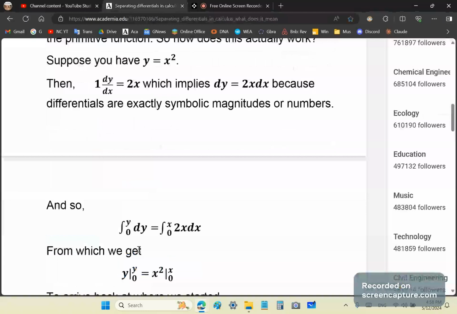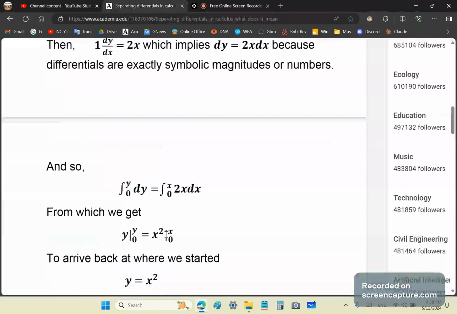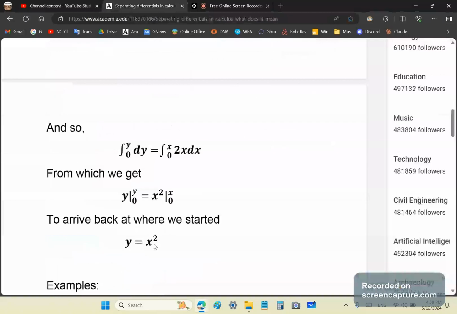Because it concerns area, you need to take the integral of dy from 0 to y. And if you do that, and you do the same to the other side, that's how you arrive back at where you started, okay? So that's something you've never seen. The first thing you've never seen. But I've got a little bit more to show you just for the heck of it, okay?